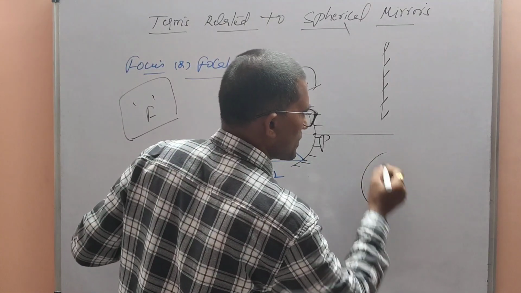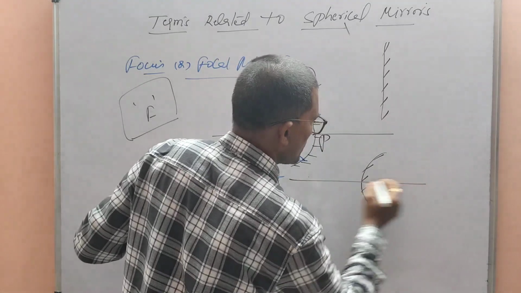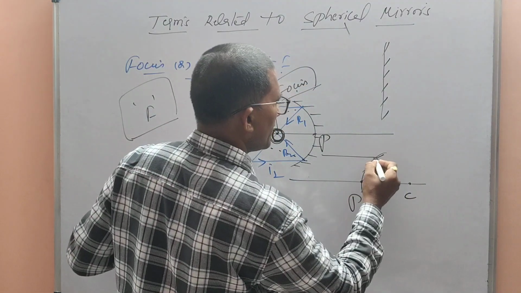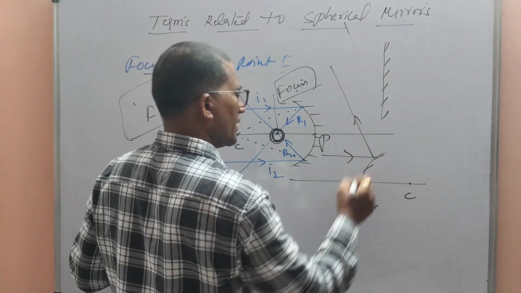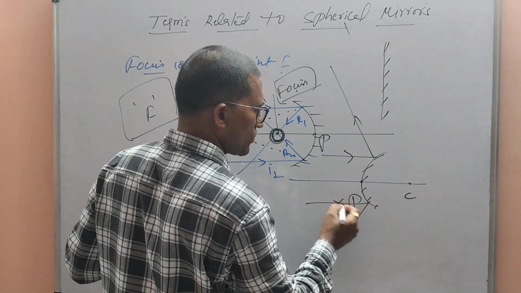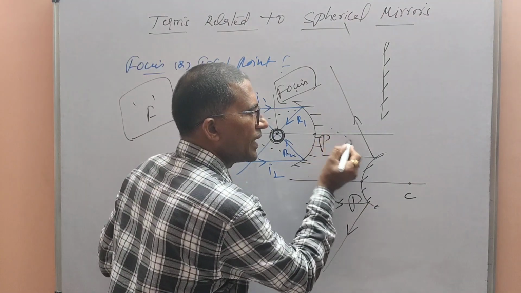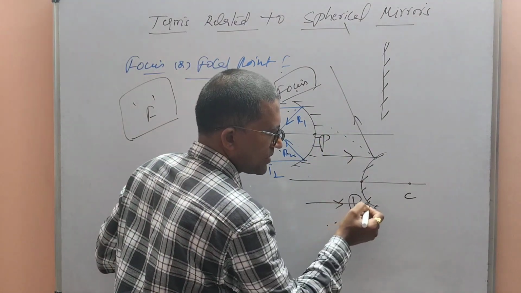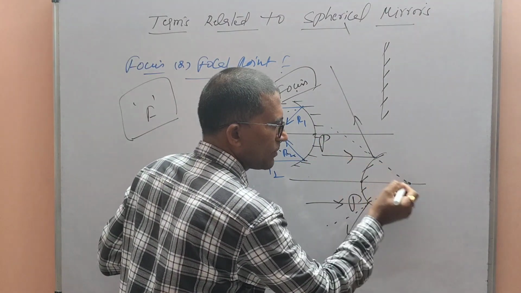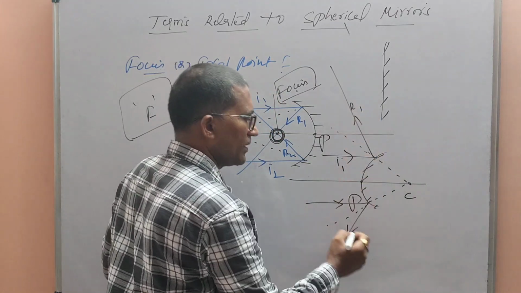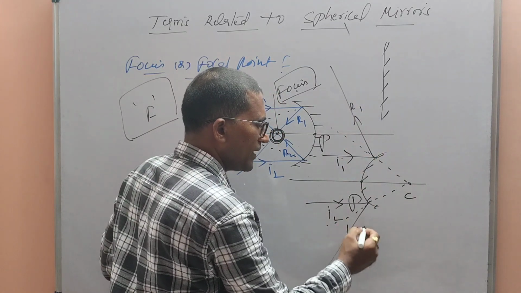Sir, for convex mirror, sir? So for convex mirror, this is the pole. I already told you, this is the center of curvature. This is the incident ray. This is the reflected ray, because I told you this is a divergent mirror. Now the normal lines, between incident and reflected rays, are going to meet at this particular point. This is the incident ray I1, this is the reflected ray R1. This is incident ray I2 and reflected ray R2.